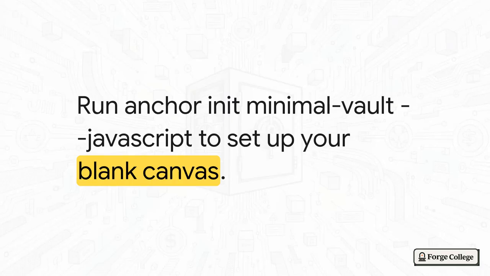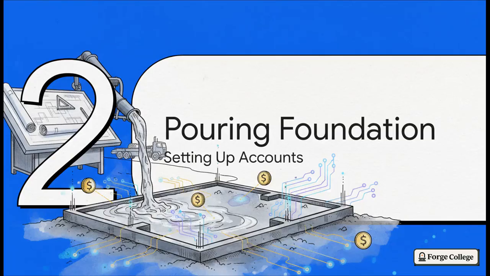So before you can build a physical bank, you actually need to set up your drafting table. In the Solana ecosystem, our digital drafting table is provided by the Anchor framework. To set it up, we use just one perfectly simple command, anchor init minimal-vault --javascript. This one command lays down our bare bones directory structure. It generates our workspace, the test files, the core Rust program files. Basically, it gets all the mundane setup completely out of the way so we can focus strictly on the architecture of our vault.